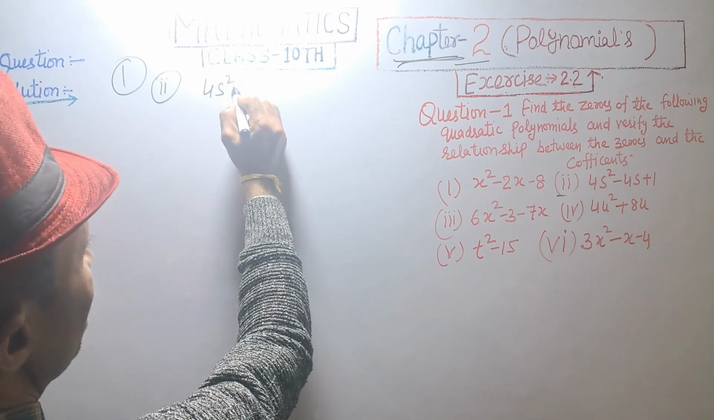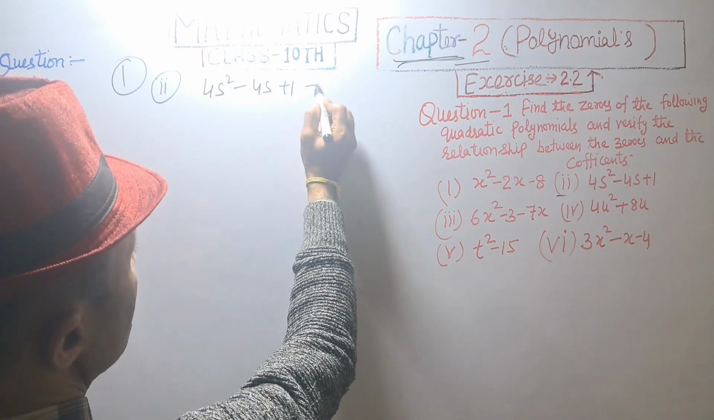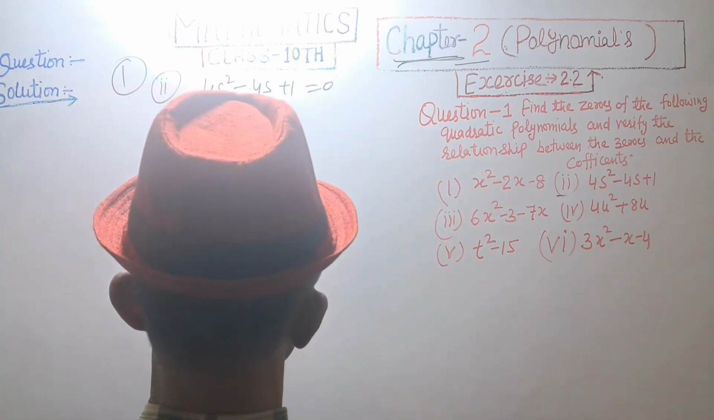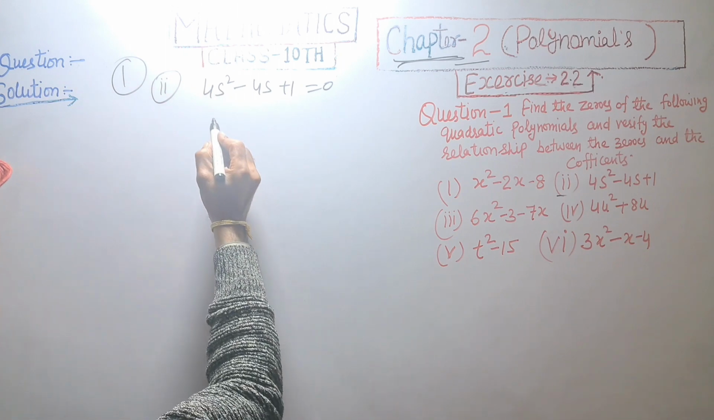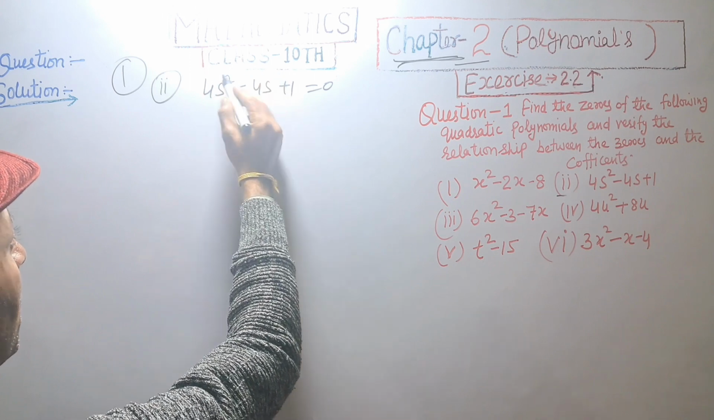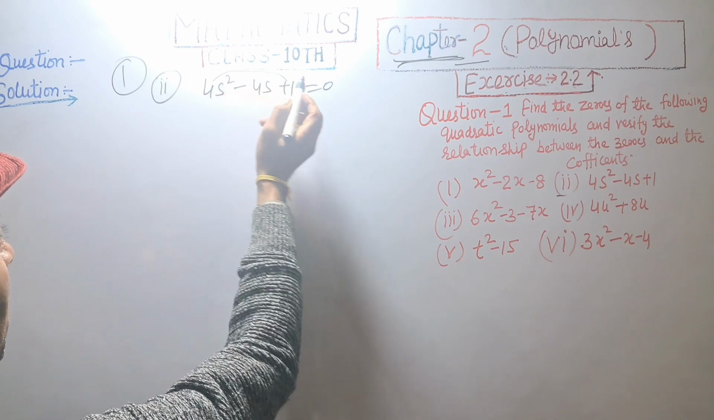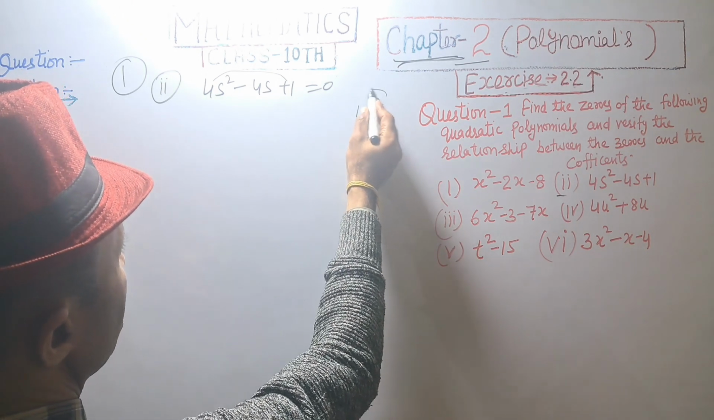4s square minus 4s plus 1 is equal to 0. We find the zeros of the given quadratic polynomial. Product of first and last is equal to 4s square.